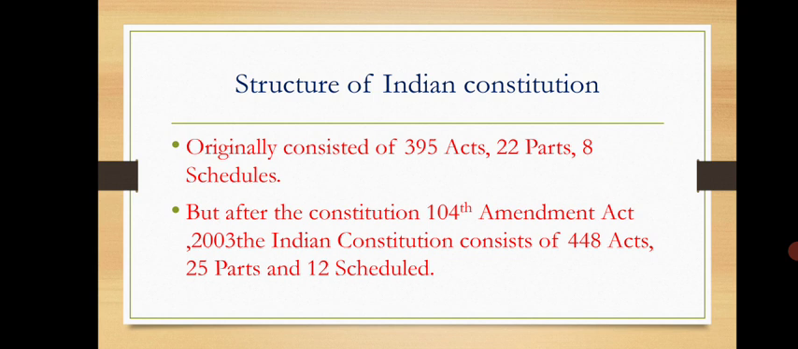But after the Constitution 104th Amendment Act in 2003, the Indian Constitution consisted of 448 articles, 25 parts and 12 schedules. You have to remember these two things. When the Constitution came into force, it had 395 articles, 22 parts and 8 schedules. But in 2003, due to the 104th Amendment Act, the Indian Constitution consisted of 448 articles, 25 parts and 12 schedules.